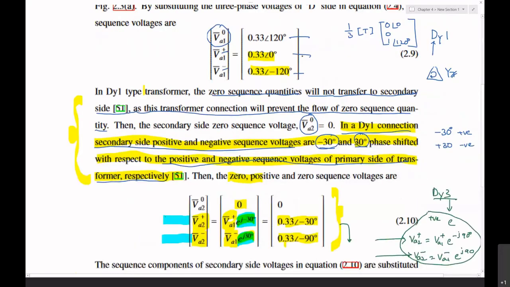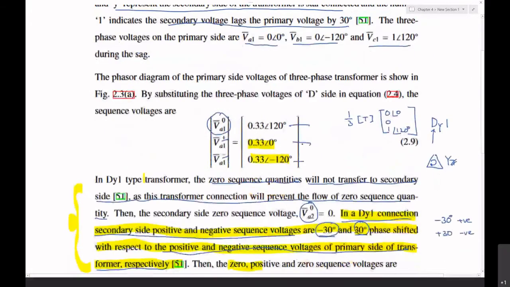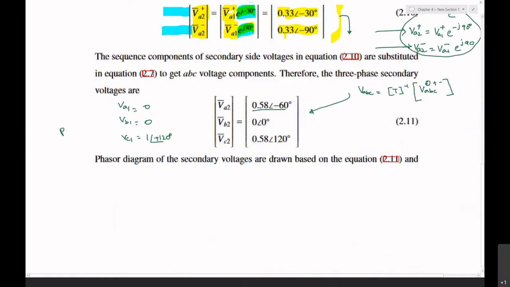These are the voltages which are referred to the primary side. Now these voltages are the secondary side voltages. You can observe over here that 1 at an angle of 120 degrees has converted to 0.5 at an angle of 120 degrees. There is no phase shift, there is only the magnitude change. But when you see VA1, we have gone to 0.58 at an angle of minus 60 degrees.